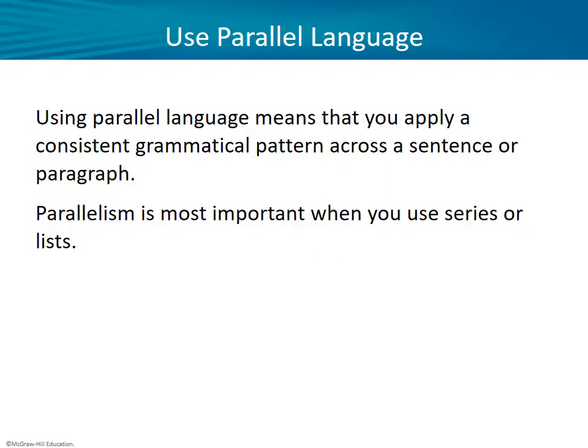Using parallel language, and this is important, a lot of people have to practice this, means that you apply a consistent grammatical pattern across a sentence or paragraph. Parallelism is most important when you use series or lists. For example, when you describe a product with 3 characteristics, use the same grammatical pattern for each. That is, for example, choose adjectives or nouns or verbs for all of them, not hit and miss.